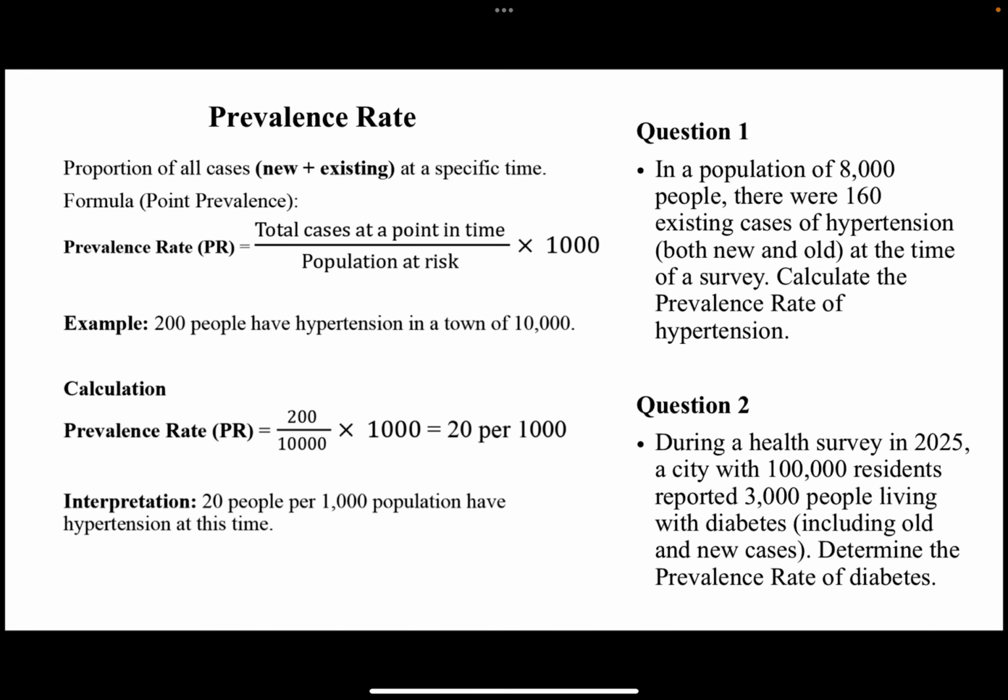Within that population, if you take any 1,000 people, 20 of those people had hypertension within that same time. Okay, that is what it means. Let's look at the questions.